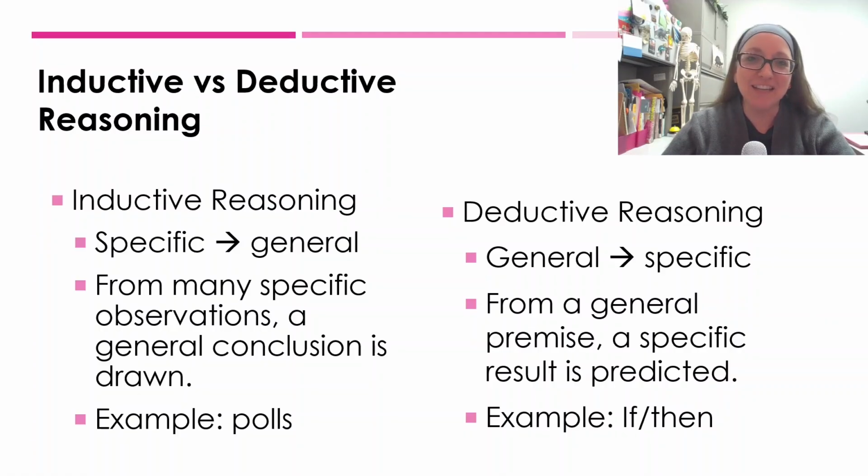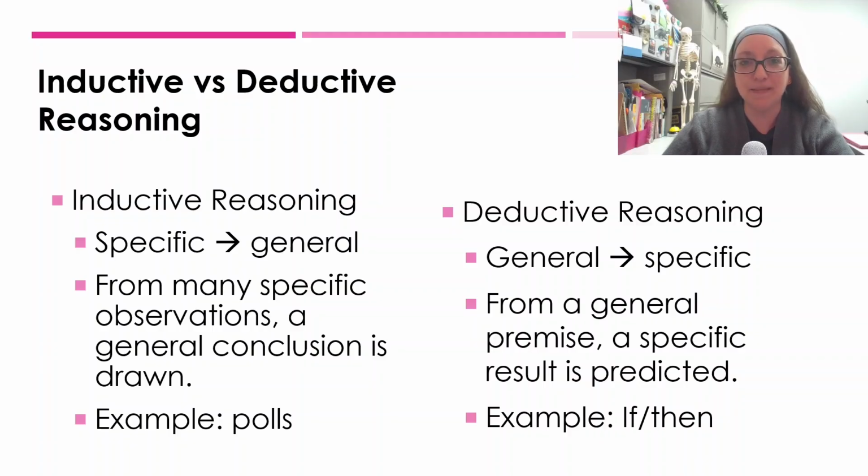We can categorize scientific reasoning as inductive or deductive. Inductive reasoning goes from specific to general. So you start with a group of observations and then make a general conclusion. For example, if you took a poll of a group of people, that is getting specific information, and then you make a general conclusion based on the results.